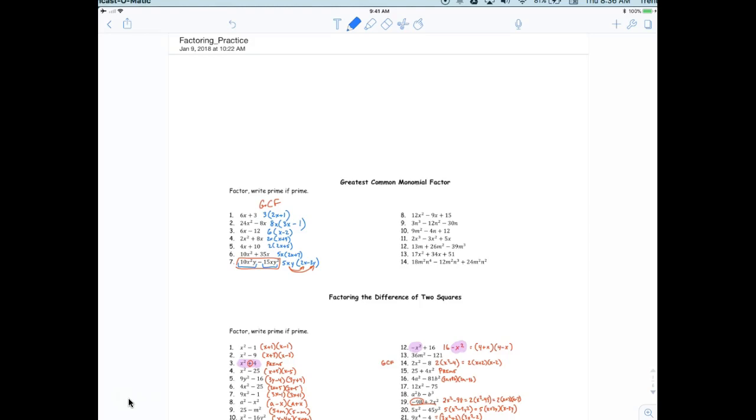Are you sure? Because, listen to me, 8 is not 9. So it has to be 9? If it's 9, it would be y plus 3y minus 3. Do they have to be the same numbers? Doesn't matter. So could it be 16?